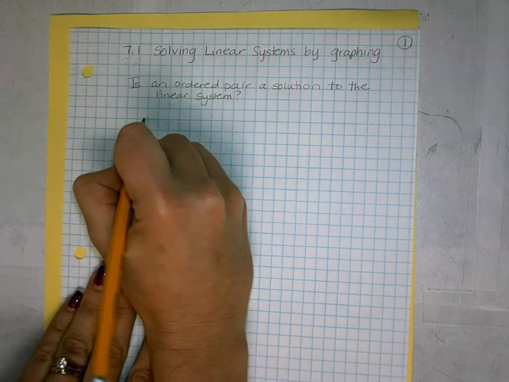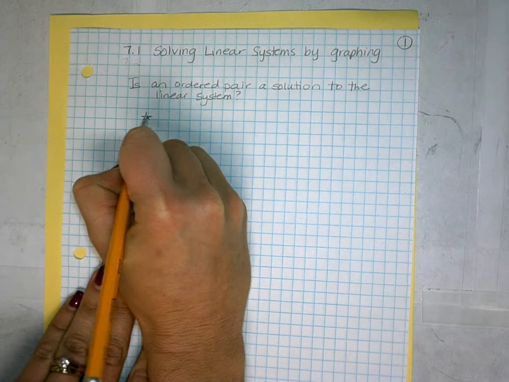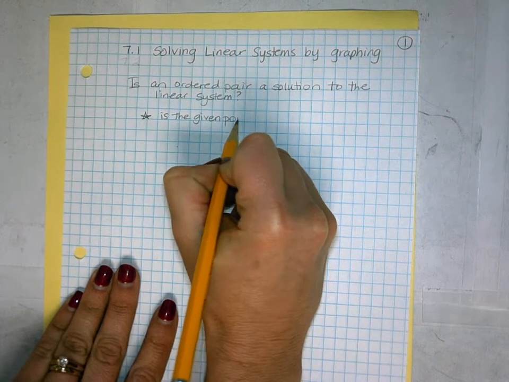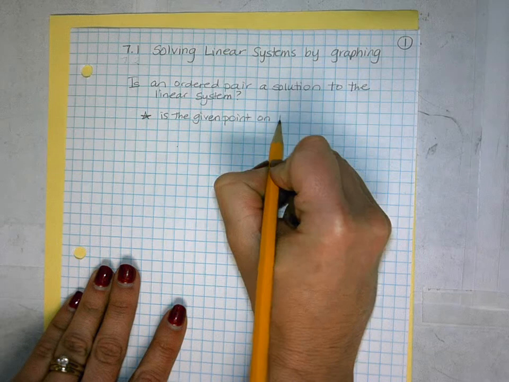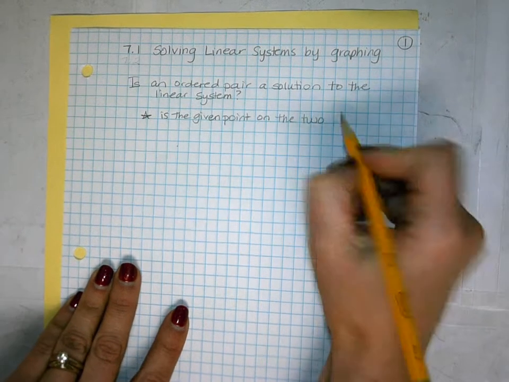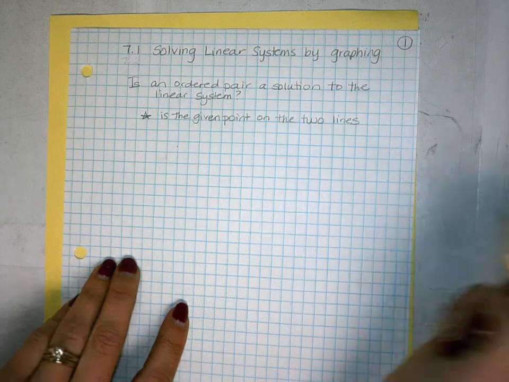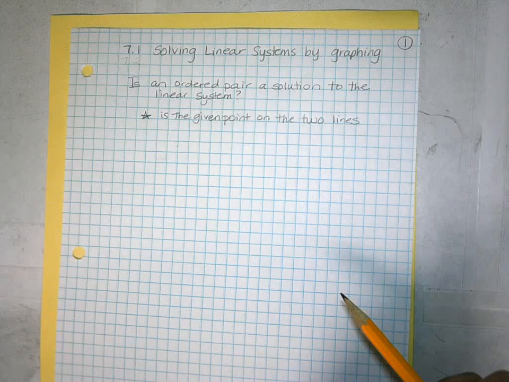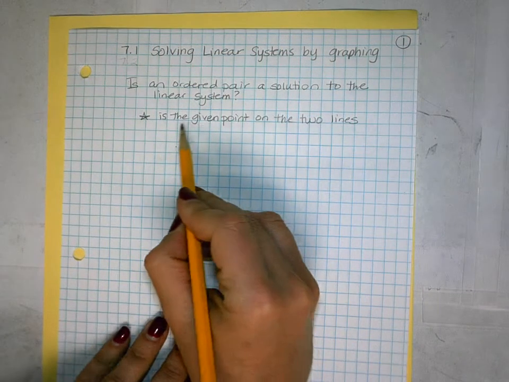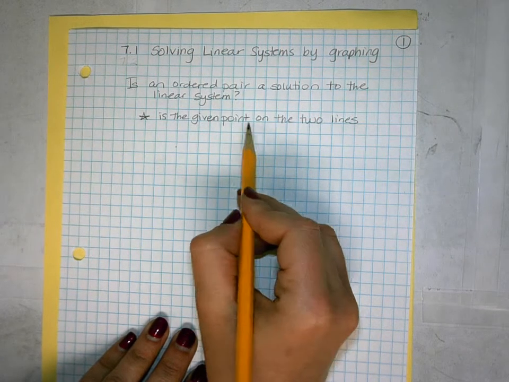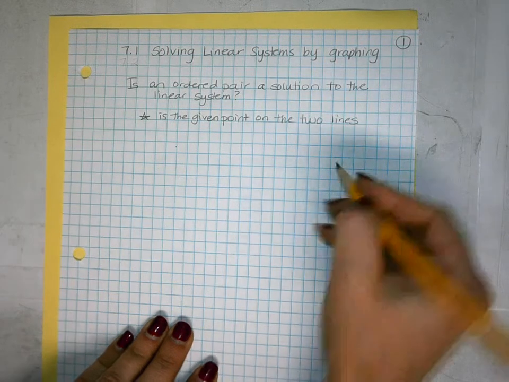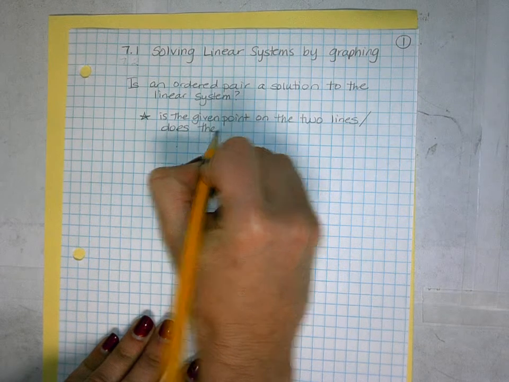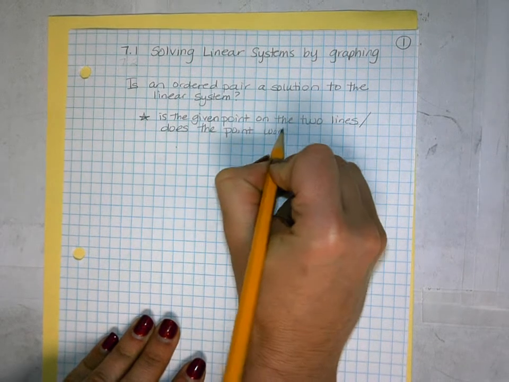What they're really asking, in case this sounds really confusing, is the given point on the two, sometimes it could be more, on the two lines that are presented. A linear system is more than one line graphed on the same plane. So it's asking, is the given point that they're giving on the two lines? Or another way of looking at it is, does the point work in both equations?